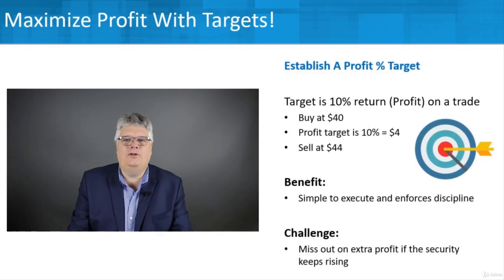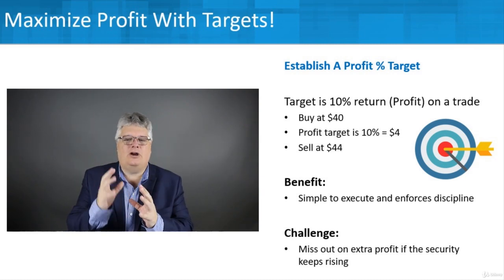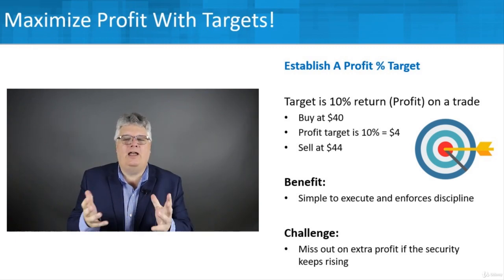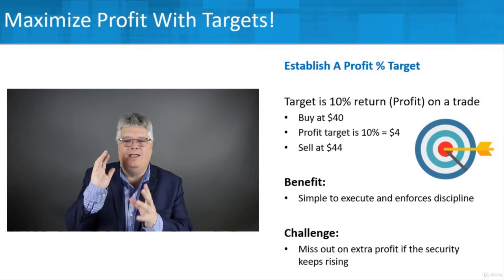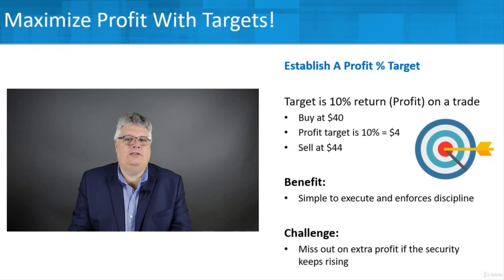For example, you could establish a profit percentage target. You could say, okay, I bought into something and my target is a 10% return or profit on a trade. So if I bought at, let's say, $40, my profit target is $4. What's my total profit I want to make? So I would sell at $44. I say, okay, I bought in at this, I want to make 10%, this is when I'm going to sell it. So that's simple, right?